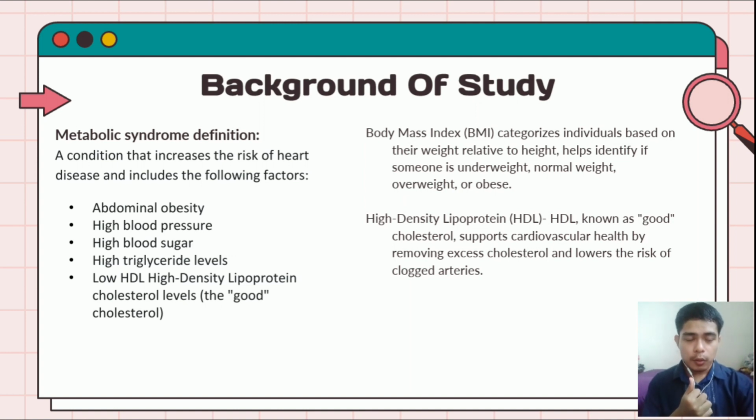So what is HDL? It is a good cholesterol that supports the cardiovascular health by transporting the bad cholesterol from the arteries to the liver for excretion and reduce the risk of heart attack and stroke. So with that being known, we will find out about the relationship between HDL and how it affects the body mass index.